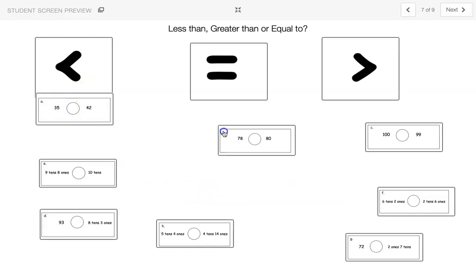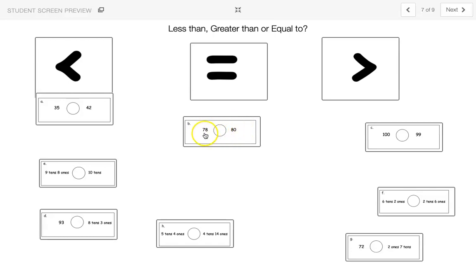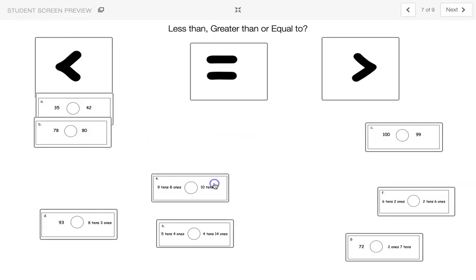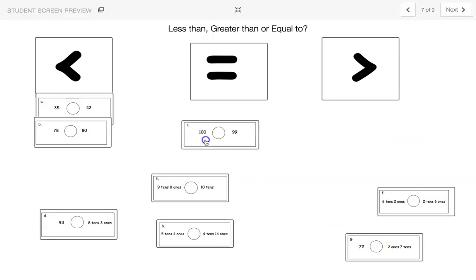How about this one? 78 and 80. Same thing. You might remember which one is less than the other, okay? But you can also look at the tens place, and that's 7 and that's 8. 78 is less than 80. All right. Let's try this one.